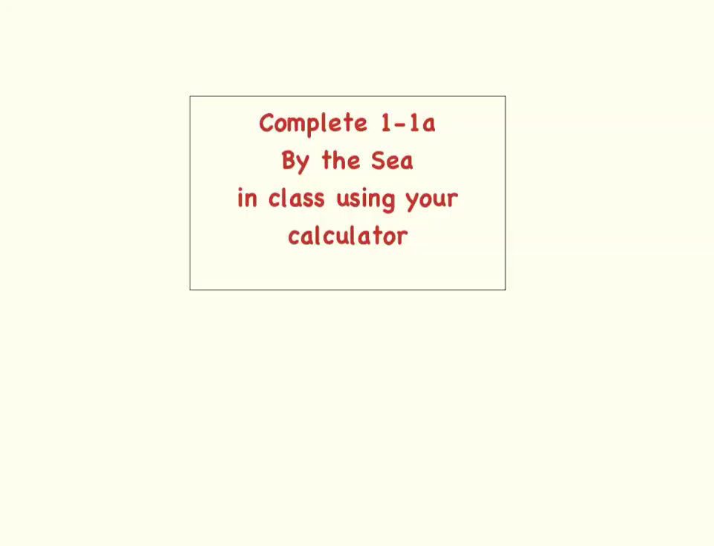So now I would like you to go ahead and try to complete 1-1A By the Sea in class using your calculator. Just read and follow the directions. If you have any questions, ask me. Be sure that I check your calculator graph at the certain checkpoints to see that you're following the directions and the picture's coming out correctly. Make sure that I check mark that you've asked me questions appropriately and that I've asked you questions appropriately about the By the Sea activity. Good luck, and let me know if you have any problems.